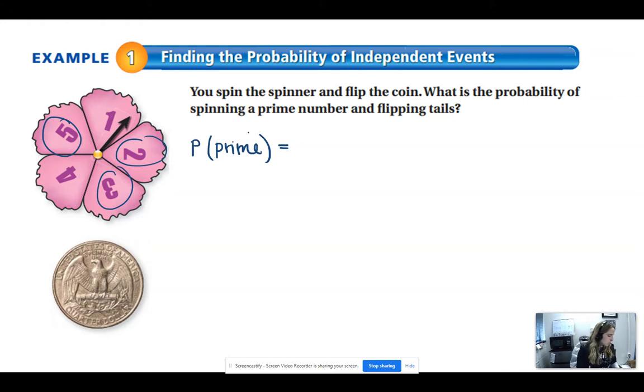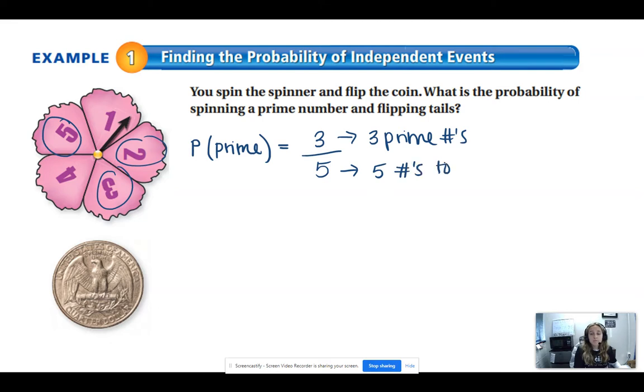Okay, so I am going to write a 3 on top because remember, if I want to find the probability of spinning a prime number, I need to put how many ways that it's possible to do that. And then on the bottom, how many numbers there are total. And that is 5. Okay, there are 5 numbers total. So let's write this down because there's 3 prime numbers. And then this is because there are 5 numbers total.